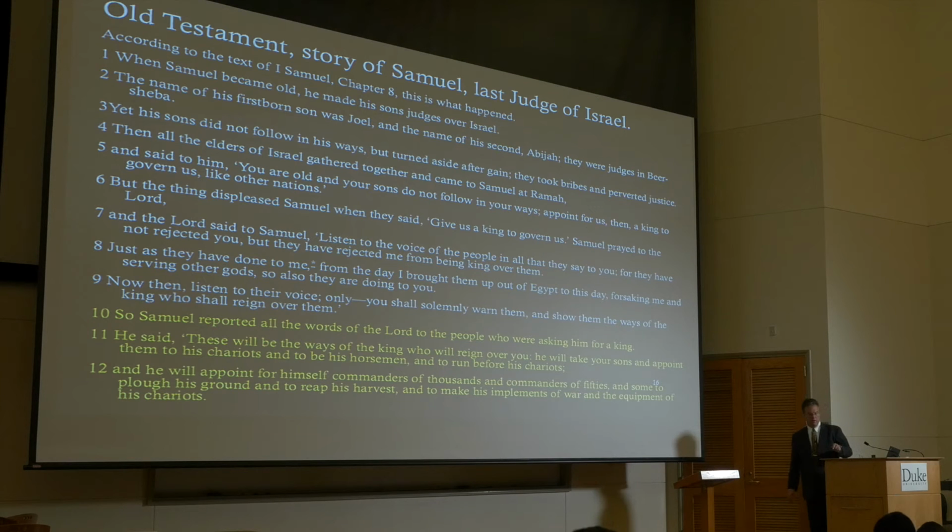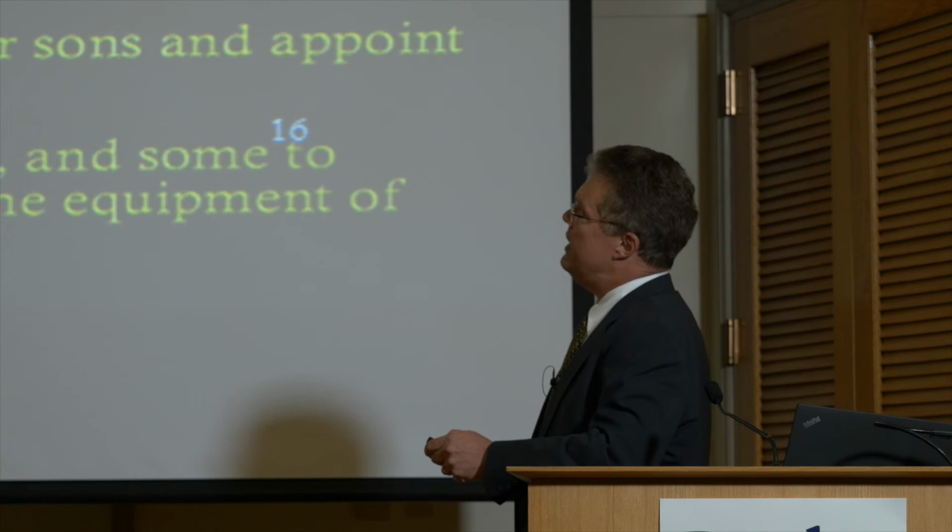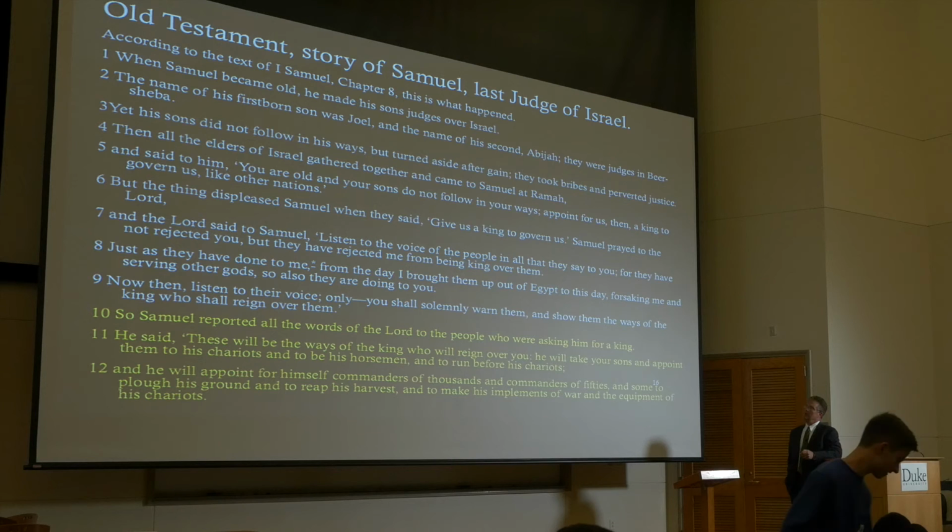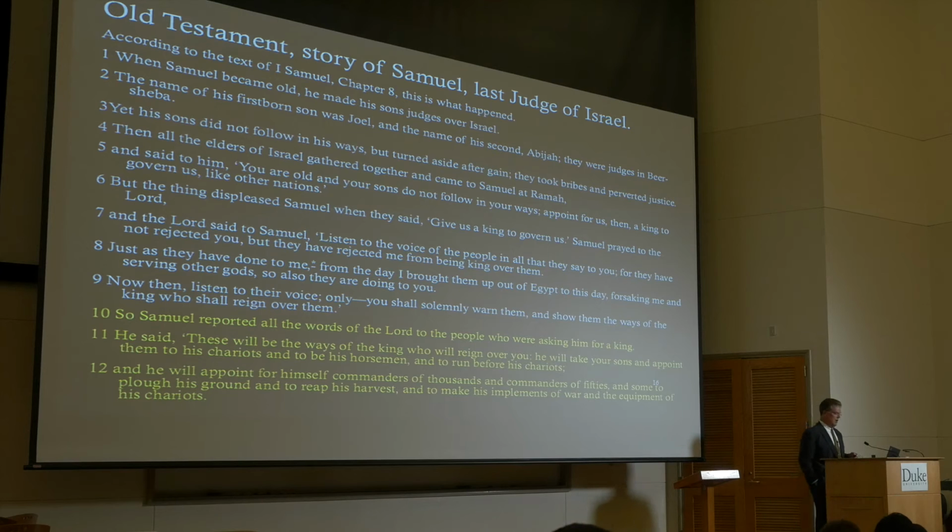This is a story from what I would call the Hebrew Bible, from the first book of Samuel, chapter 8. This is a very famous passage. I'm not going to go through the whole thing, but the story is that the Israelites are complaining to Samuel, their judge, because they wanted a king.